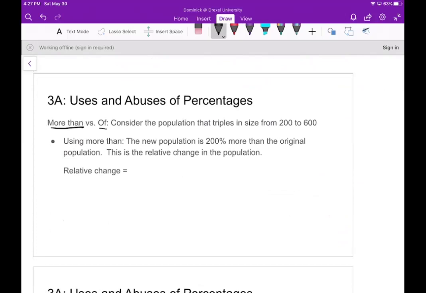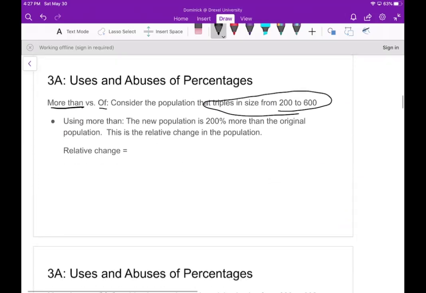Now, to see the difference here, we're going to consider a population that triples in size from 200 to 600. Now, if we say that the new population is "more than," then in regards to percentages this is 200% more than the original population. And of course, this is a relative change.